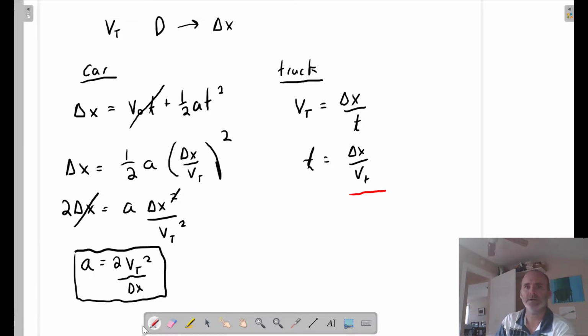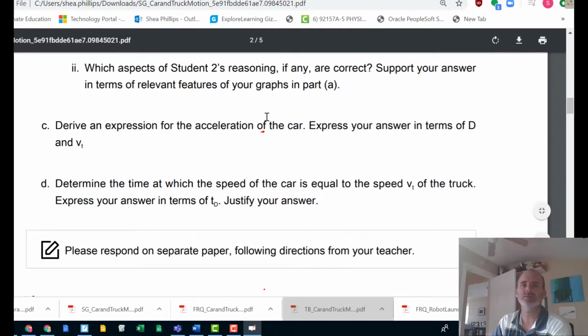All right, there's my acceleration. So I get acceleration equals 2 times the velocity of the truck squared over delta x. So kind of tricky. And remember, now we're getting into the harder points, so you don't always have to score these harder points to do well on this. All right, determine the time at which the speed of the car is equal to the speed of the truck. Express your answer in terms of TD.